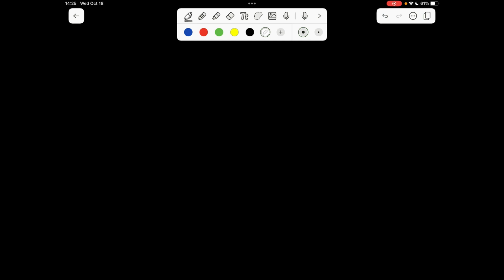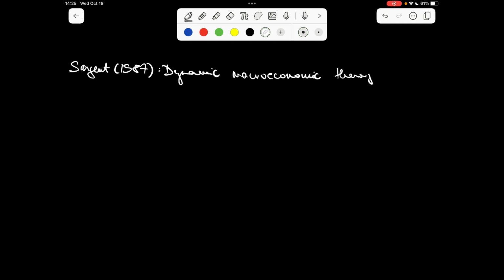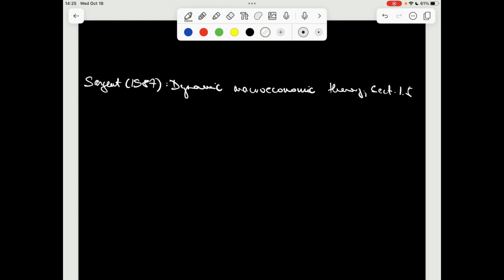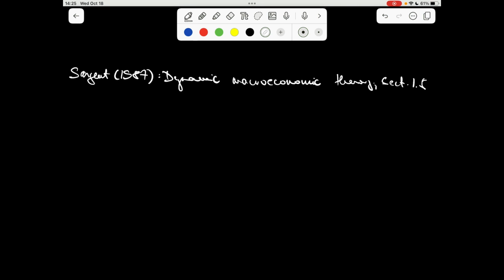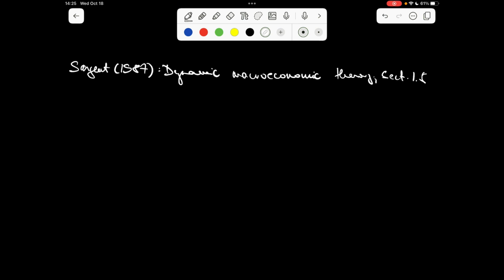There is a framework in Tom Sargent's famous textbook entitled Dynamic Macroeconomic Theory, in section 1.5, entitled the optimal linear regulator, which is very useful as a general framework for a class of dynamic optimization problems in which we have a quadratic one-period return function and a linear function that describes the dynamics of the endogenous state.